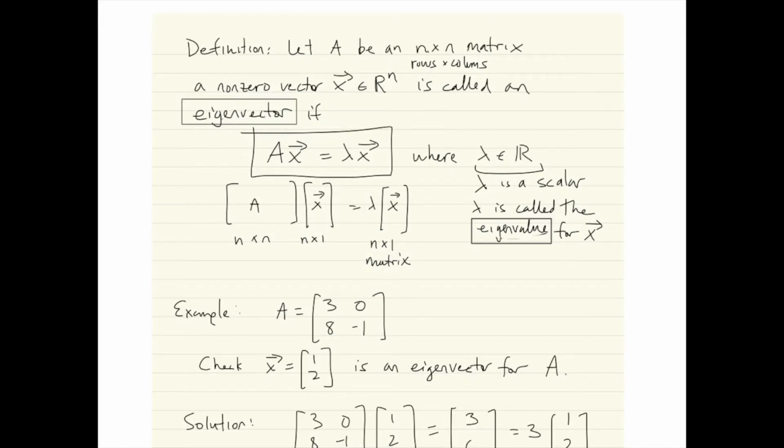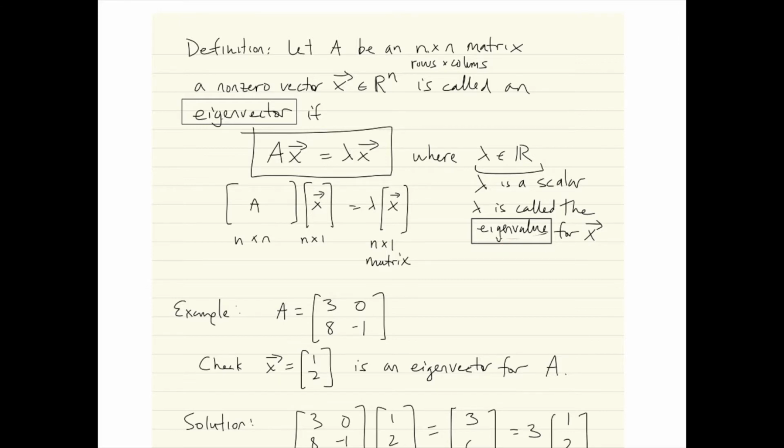So here's the definition of an eigenvector and eigenvalue. Let A be an n by n matrix, so it's got to be a square matrix, n rows, n columns, and a non-zero vector. So first of all, it's got to be non-zero. A vector x in Rn is called an eigenvector if, when you multiply A by x, you get a scalar multiple of x. So x is going to be called an eigenvector for A. And then the value lambda, that's called the eigenvalue.